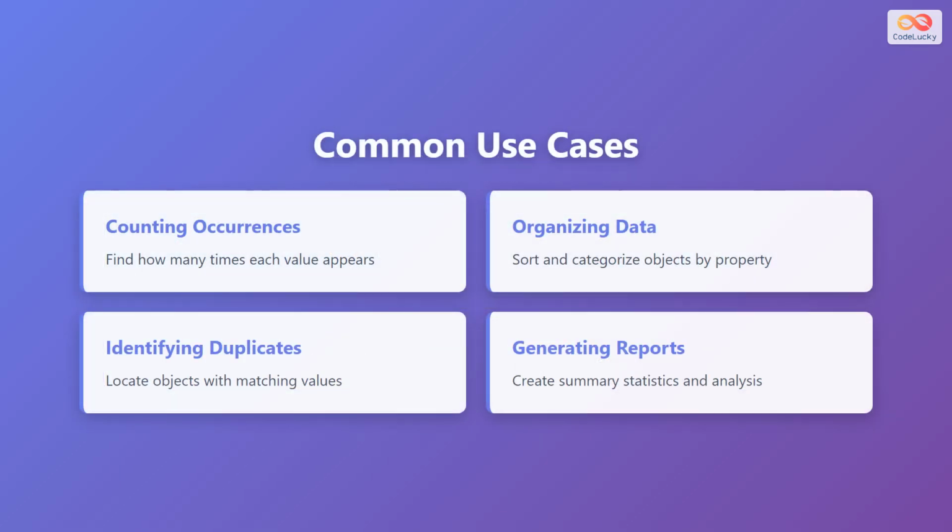Group-Object has several common use cases that make it invaluable for PowerShell users. First, counting occurrences. You can find how many times each value appears in your dataset. Second, organizing data. You can sort and categorize objects by any property to make sense of large collections. Third, identifying duplicates. You can locate objects with matching values to find redundant items. Fourth, generating reports. You can create summary statistics and analysis by grouping data into meaningful categories. These use cases make Group-Object one of the most frequently used cmdlets in data analysis workflows.